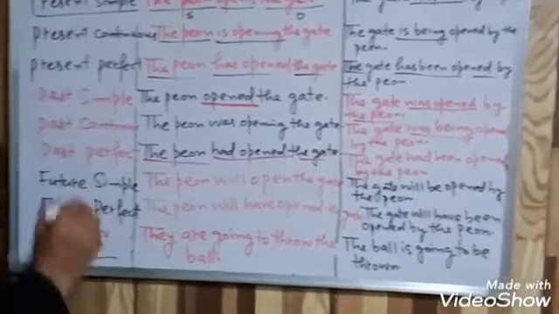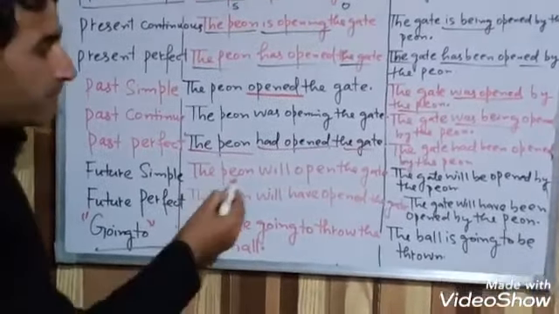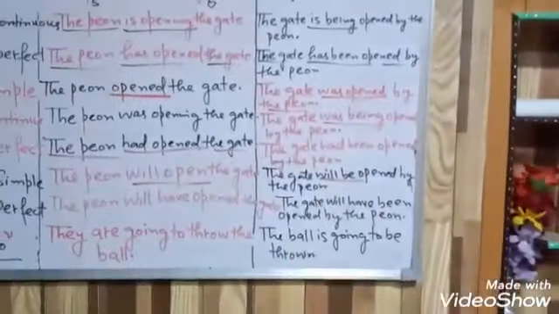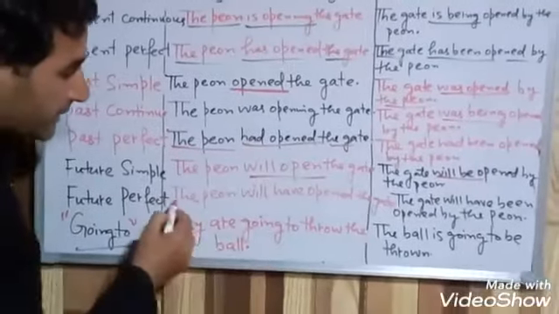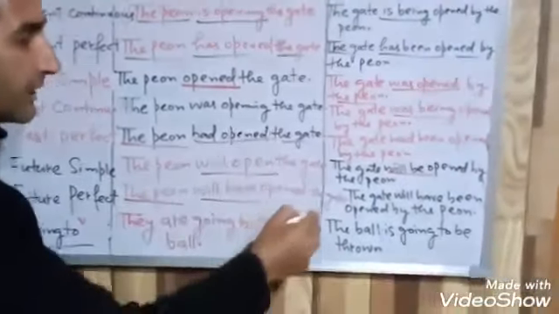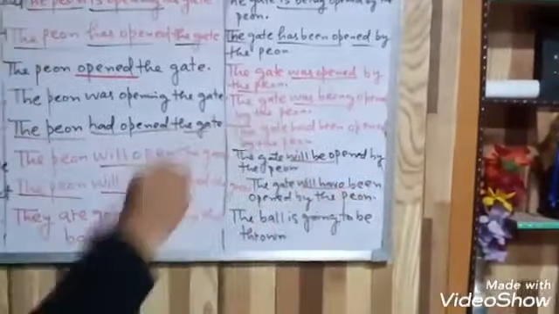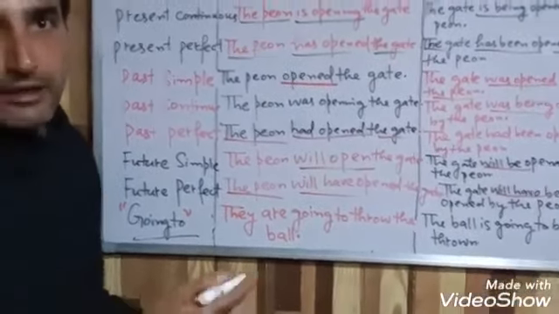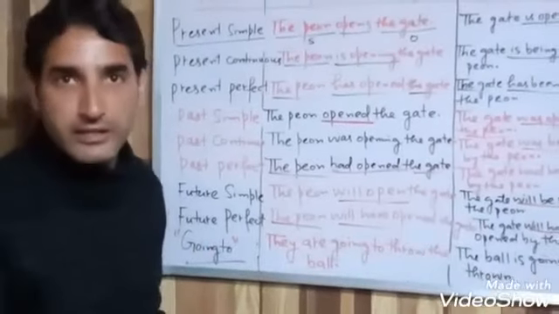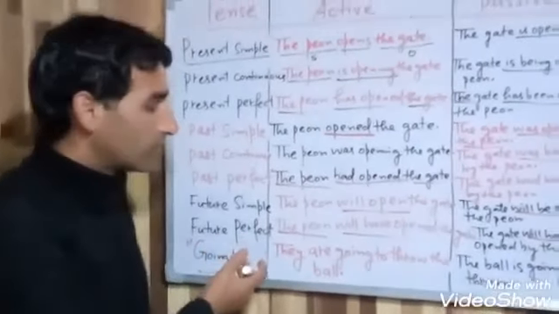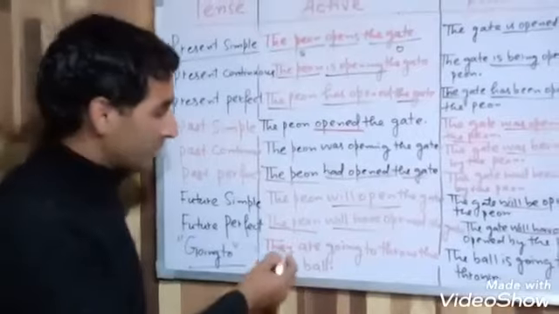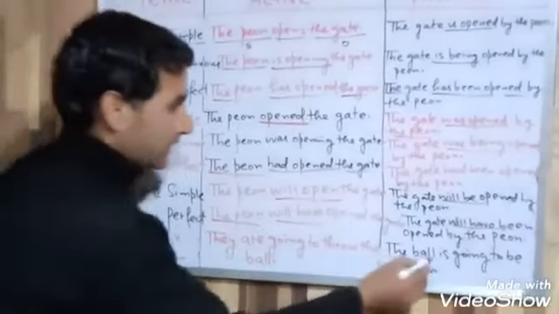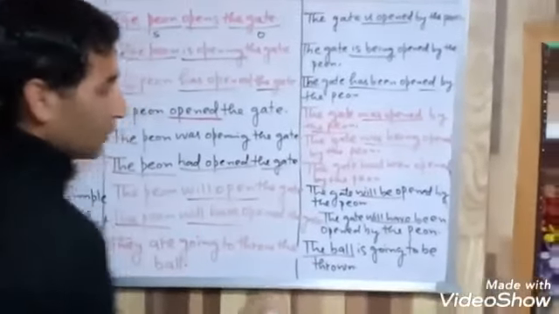If the sentence is in future simple, the peon will open the gate. The gate will be opened by the peon. If the sentence is future perfect, the peon will have opened the gate. The gate will have been opened by the peon. Sometimes we use going to form. If you will find a sentence in active voice, you find this going to. Now you can change it like this. They are going to throw the ball. The ball is going to be thrown.